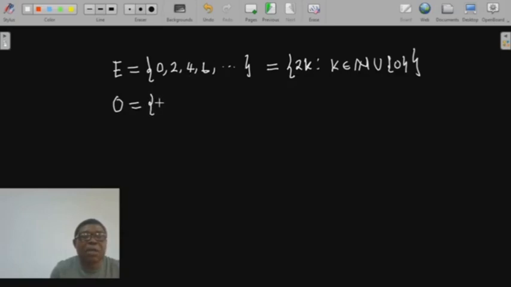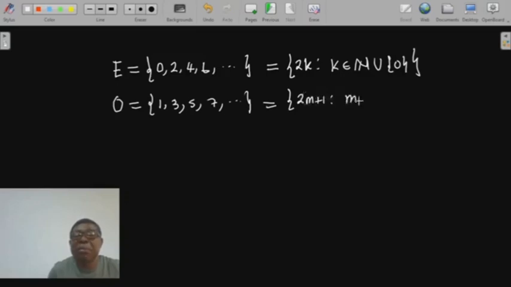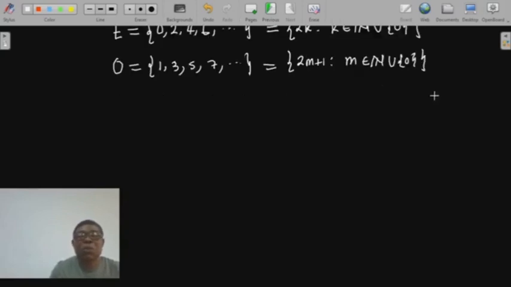Then we look at the set of odd numbers, 1, 3, 5, 7, which is equal to the set of all 2m plus 1, so that m is in the set of natural numbers, union 0. The properties of these two sets will play an important role in what we do. And that property is the following.